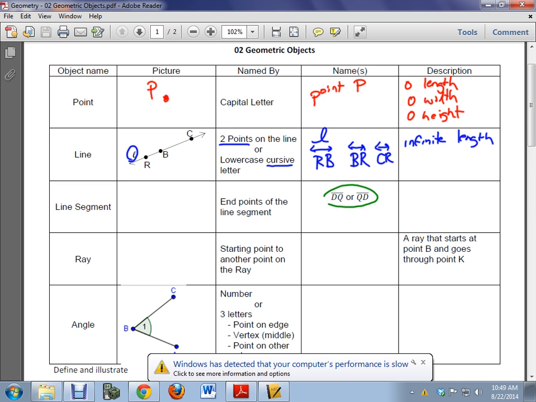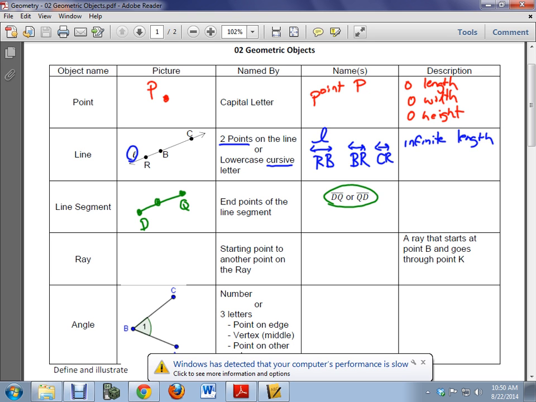I already have 2 names over here, and that says DQ or QD. A line segment is always named by its endpoints. So if you're going to draw a picture of line segment DQ, then you would have to draw the line stopping at point D and point Q. It does not matter if there are other points in the middle of the line. We would still call it either DQ or QD.